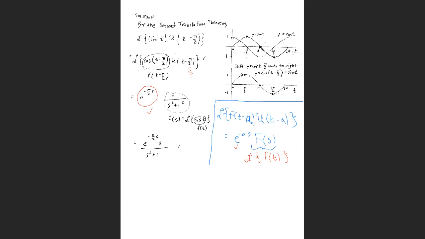Now, the function that we are going to get the Laplace transform for is going to be a cosine function. Well, the Laplace transform of a cosine function, so that's this part here now, right? That's going to be s divided by s squared plus 1 squared. That's what I was saying.